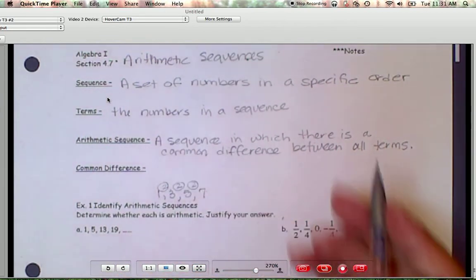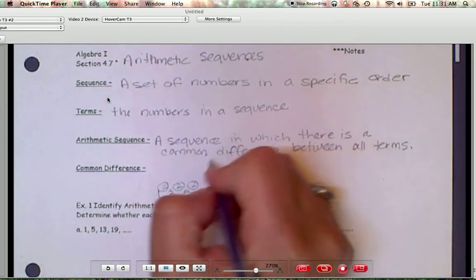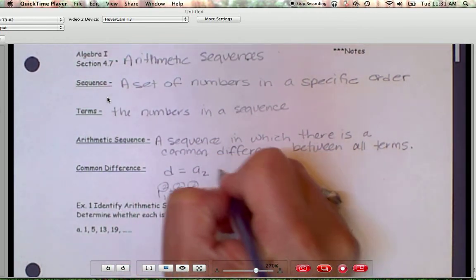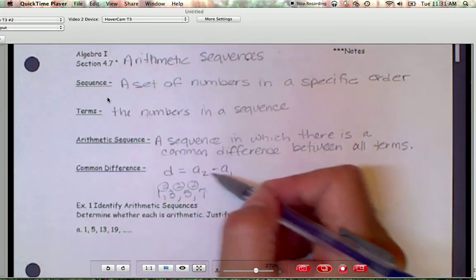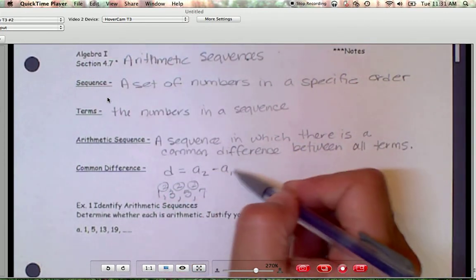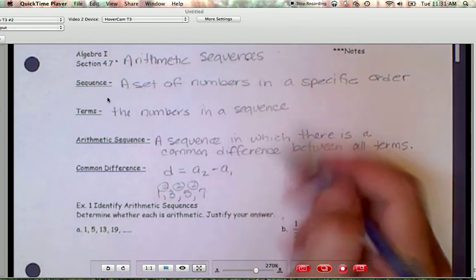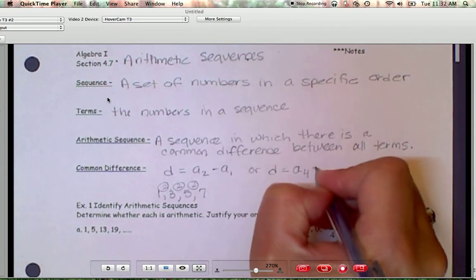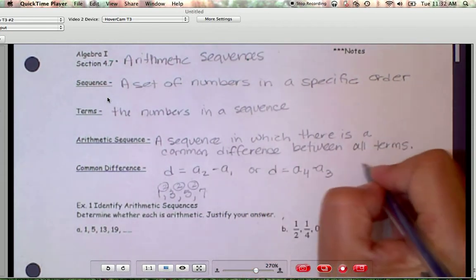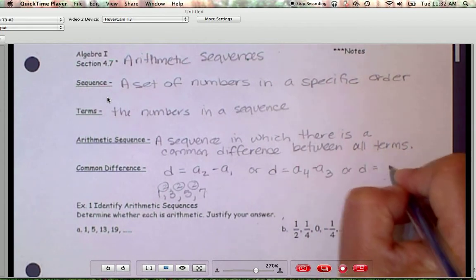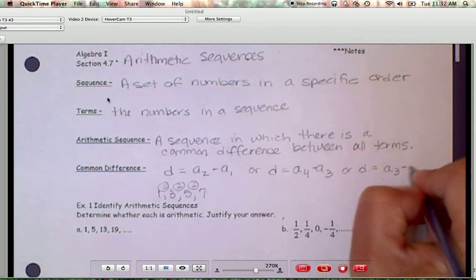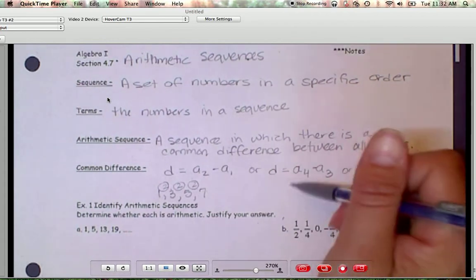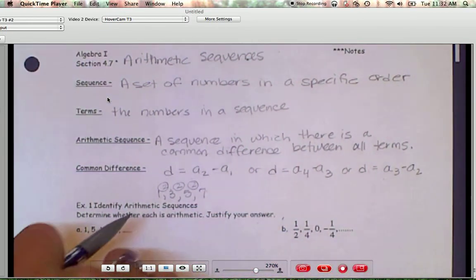So you can find the common difference by doing the second term minus the first term. This is how we talk about the second term. It'd be a sub 2, that's the second term. A sub 1 represents the first term. Or you could do the fourth term minus the third term. Or you could do the third term minus the second term. We can find it by subtracting any previous term from that term.